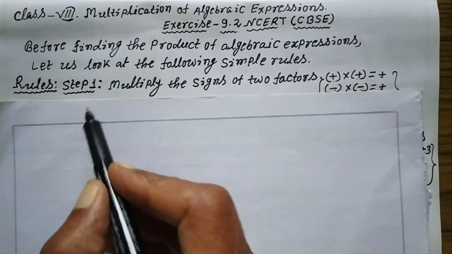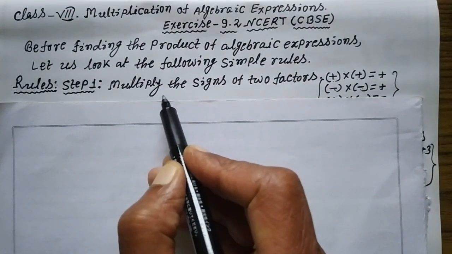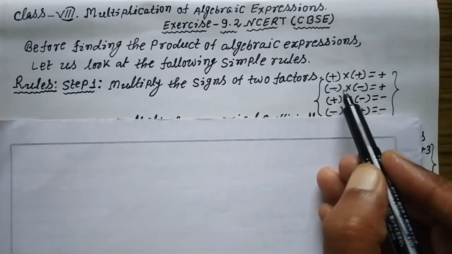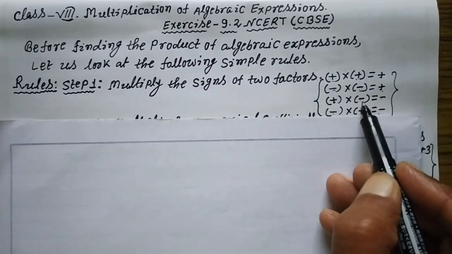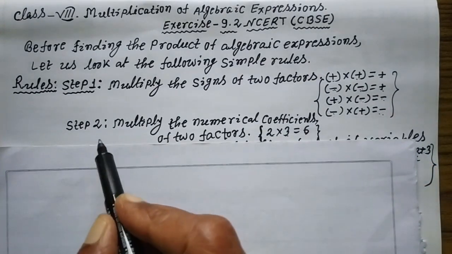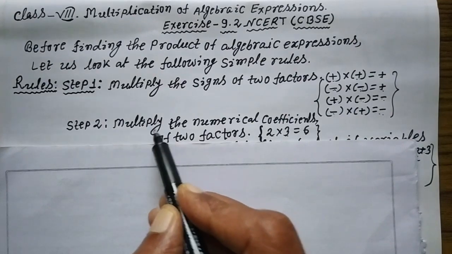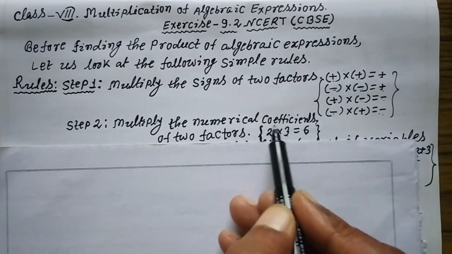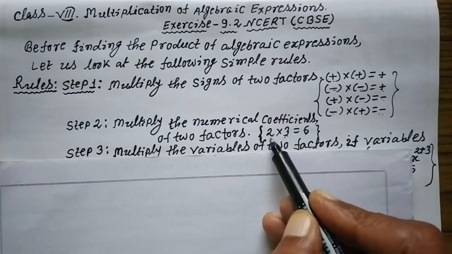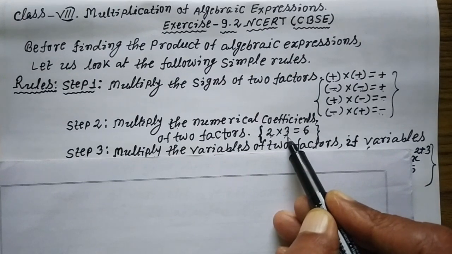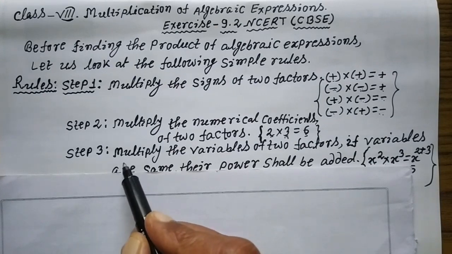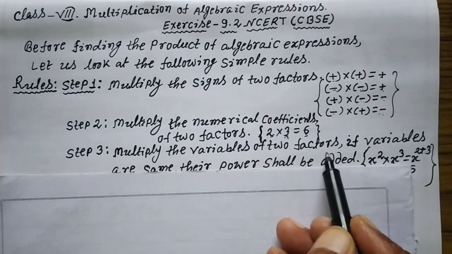Rules are: first step, multiplying the signs of two factors like this: plus a plus, minus a minus a plus, a minus a minus, minus a plus a minus. You have to remember. Then step 2, multiply their numerical coefficient, meaning real number of two factors. Just like that, 2 and 3 are the numerical coefficient, 2 times 3 is 6. Then step 3, multiply the variables of two factors.